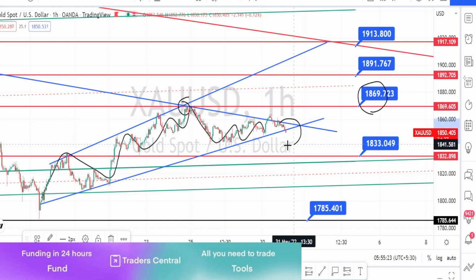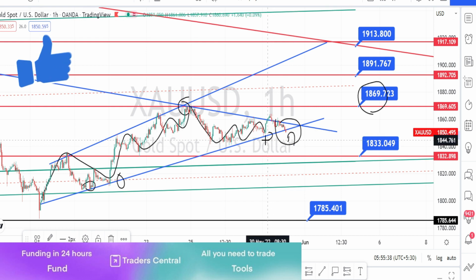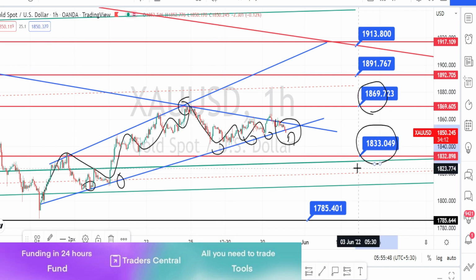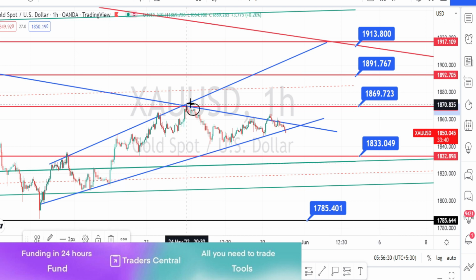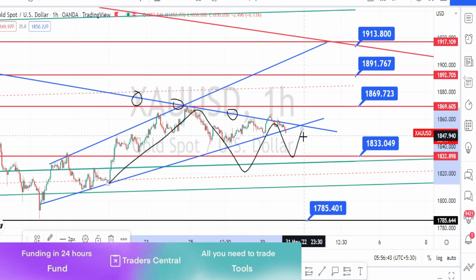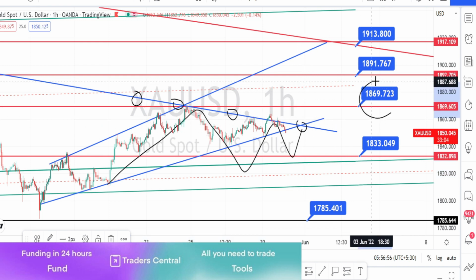Currently we are noticing the price action to break this support line or the trend line which it had respected in the past. And if the candle closes below this support line or the resistance line, this line will become invalid. Then the next level of support is going to be 1833. So as long as this resistance line is not broken, we can expect the bearish trend to continue in hourly time frame. And if this resistance line is broken, the next level of resistance is going to be the higher time frame resistance level of 1869.